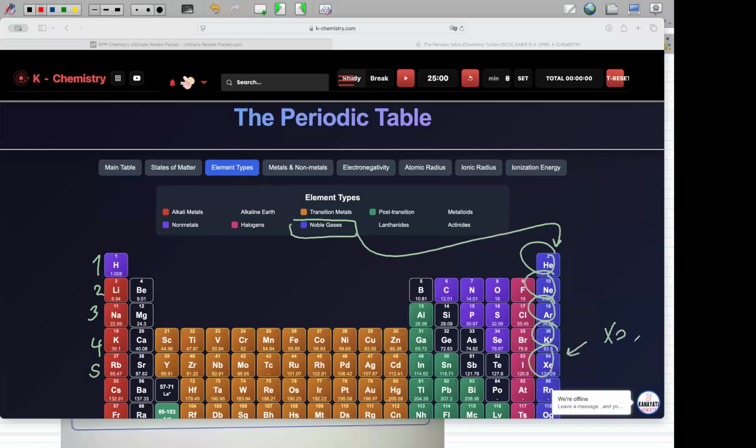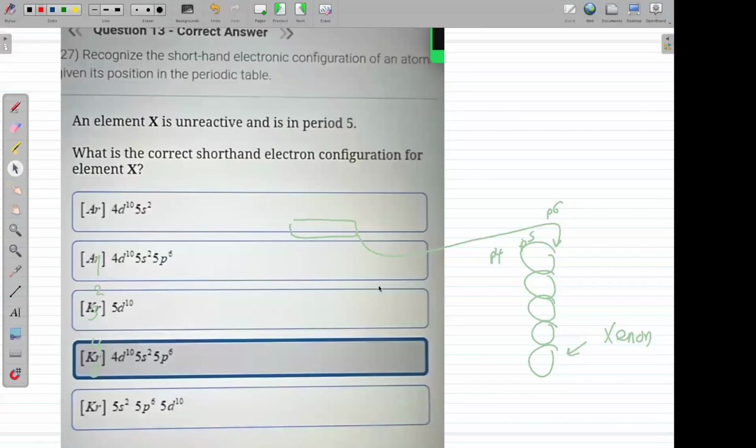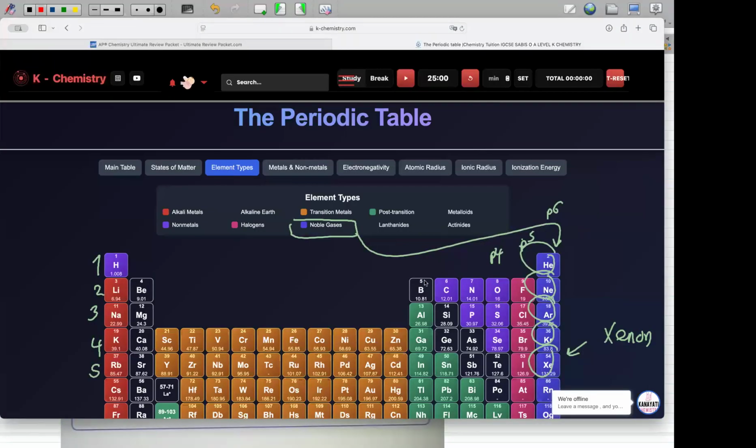I am xenon. What is your configuration? I will end with p6. How did you know that it ends with p6? Anything that's here ends with p6, anything here p5, anything here p4, and so on. Okay, what is the question? Find its electronic configuration, but using the shorthand configuration.